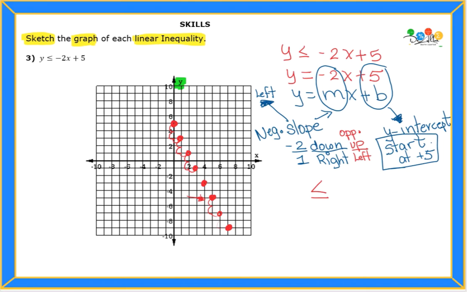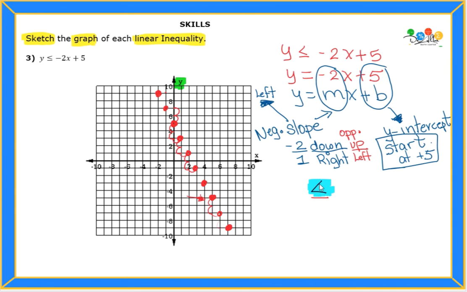So I am going to go 2 up and 1 to the left. 2 up and 1 to the left. Okay, so we're not done yet because even though I already have the points that belong to my inequality, I still need to decide whether it's going to be a solid or a dashed line. That's the reason why I erased the one that I did earlier, because I need to decide what's going to happen according to my inequality symbol.